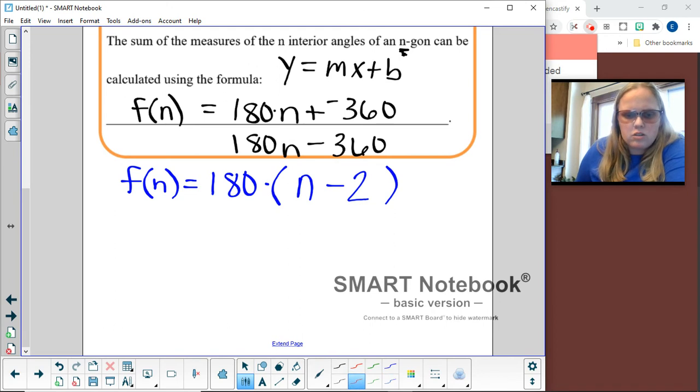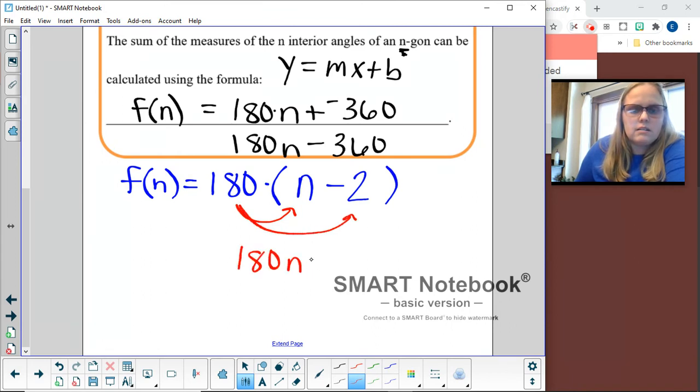Now, to check to make sure that this equation is equivalent to our equations above, we could distribute. 180 times n is 180n. 180 times -2 is -360. So this is kind of like the factored version of our black equations above. All 3 of these equations do the same thing. They find the total number of degrees in a polygon.